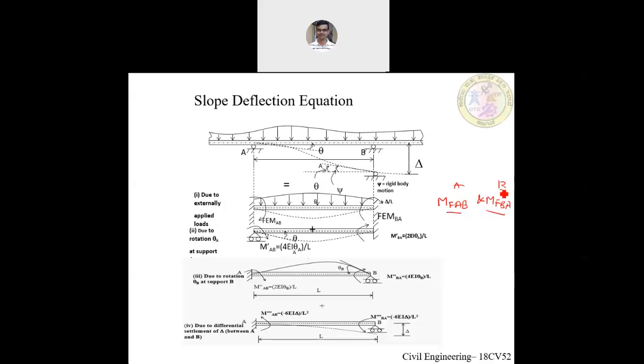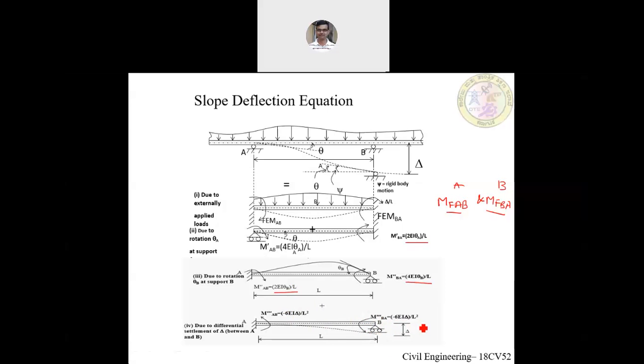at support A and at support B respectively. And because of the rotation theta A, the moment contributed is 4EI theta A by L. Similarly, at the other end it induces a moment which can be calculated as 2EI theta A by L. And because of the rotation at theta B, here we'll have 4EI theta B by L in the anti-clockwise direction, and here we'll have, in the clockwise direction, half of it, which is 2EI theta B by L. And because of the sinking of the support, we'll have a moment which gets generated in the anti-clockwise direction, which is why it has been taken as negative.